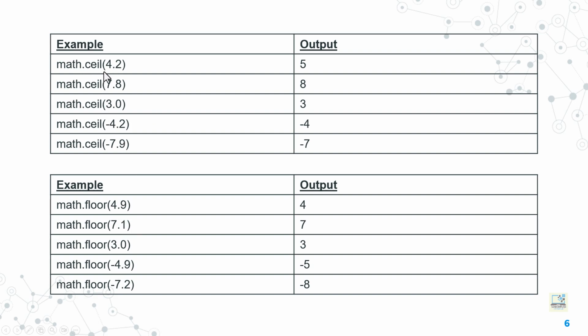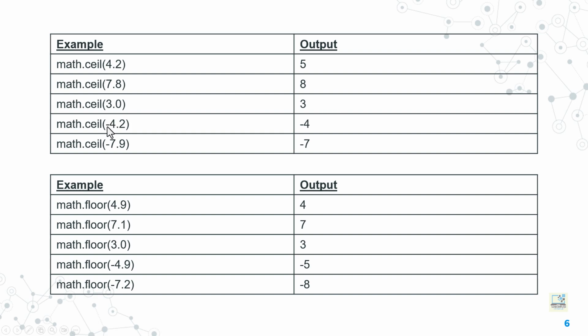So ceil of 4.2 gives 5, that is increasing the value and giving you the next complete number. 7.8 again increasing, giving you 8. 3.0, here the result will be 3. Basically, if the fractional part is 0.0, then it will not change the value. So 3.0 will return 3. If it was 3.000001, then also it would have given you 4. It would have increased the value, but for 3.0, it returns the same number.